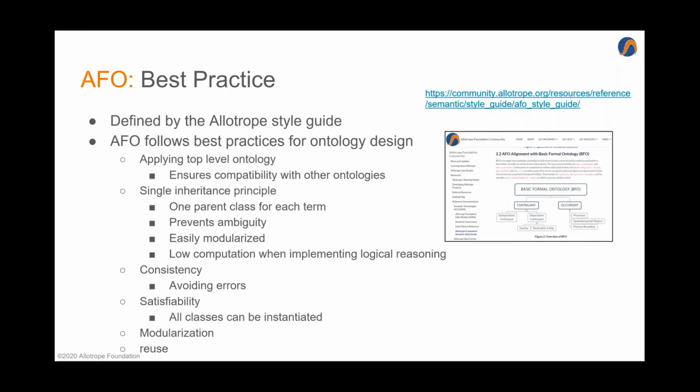The AFO best practice is defined by the Allotrope style guide that you can find on our community website. The AFO follows best practices for ontology design. It applies a top-level ontology, which ensures compatibility, single inheritance that prevents ambiguity, is easily modularized, and has low computation when you implement reasoning. It's consistent. You can instantiate all the classes, and it's modular and reusable.